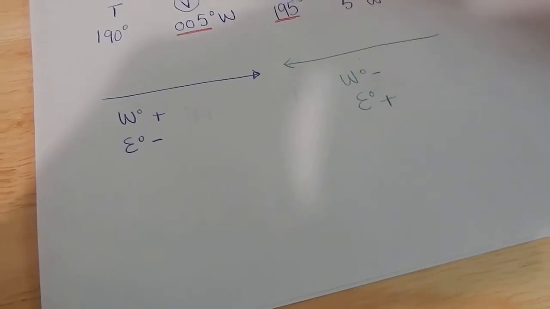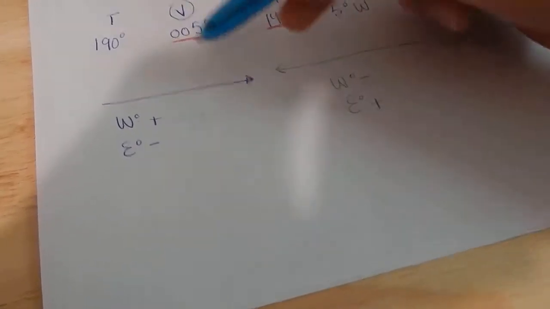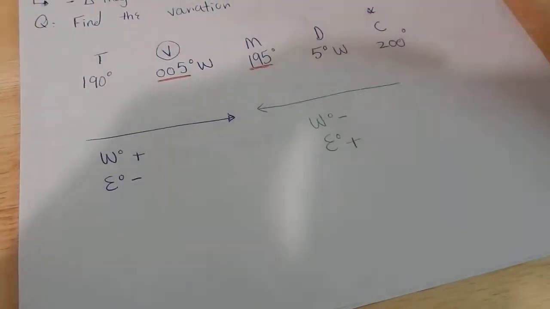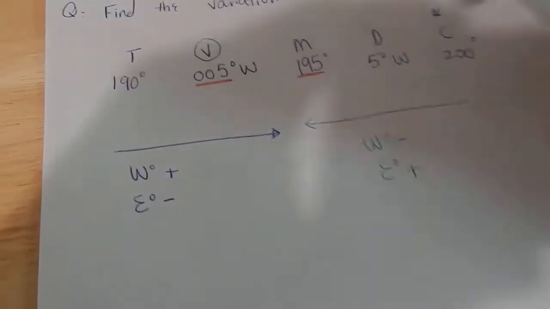195 plus 5 is going to be 200. So when you're going that way, the only way you can add or plus is by westerly difference. So that's westerly, okay? So that's how you work that one out. So let's try another one.